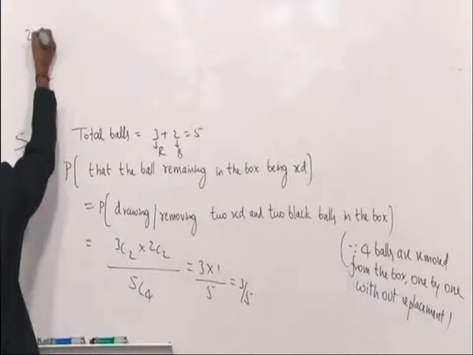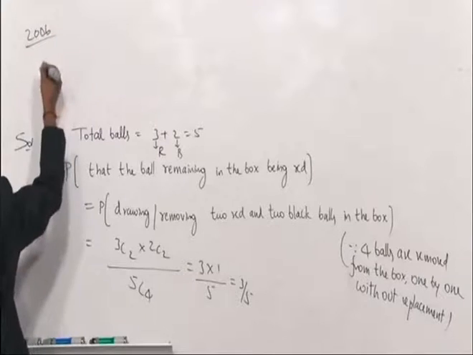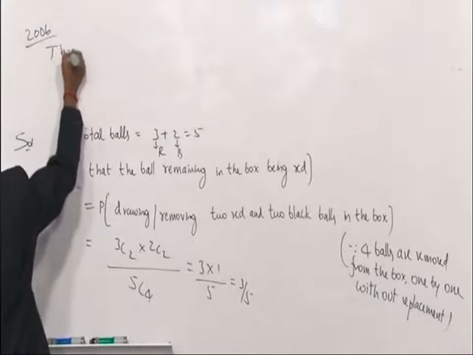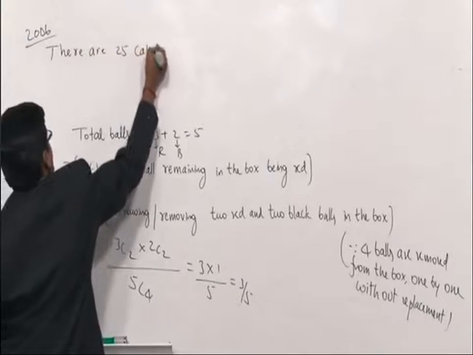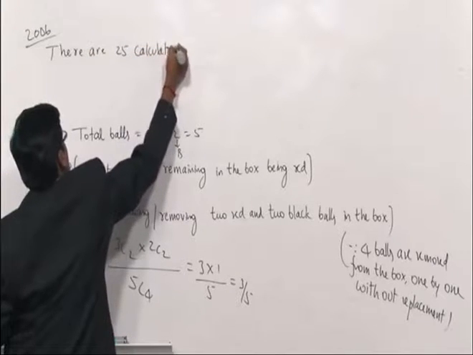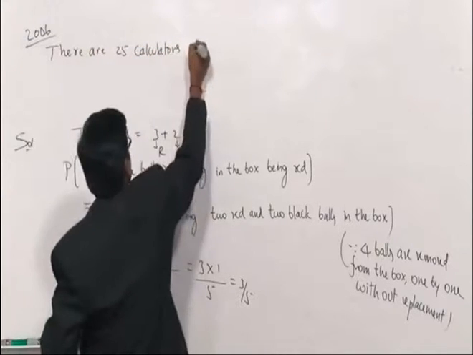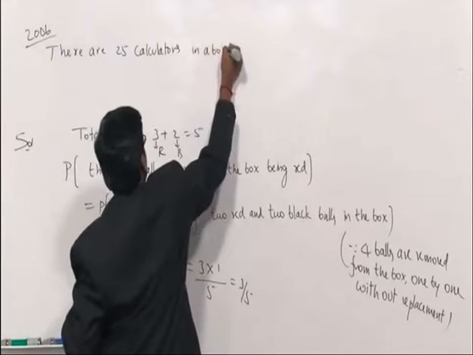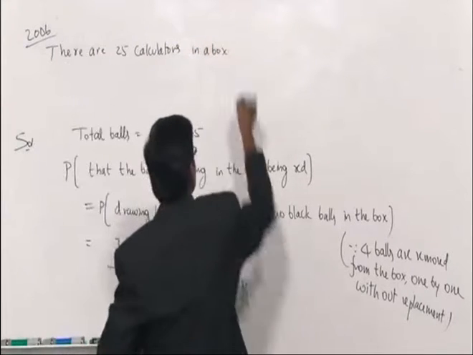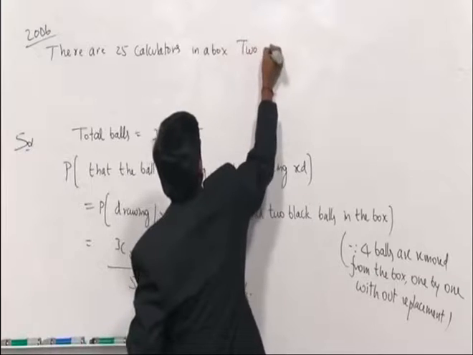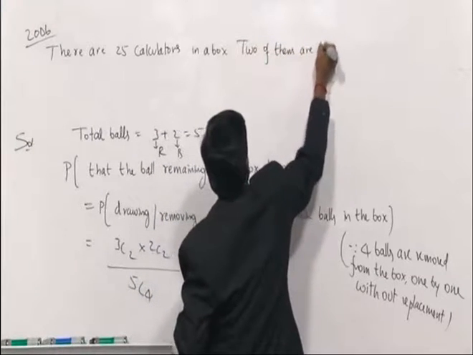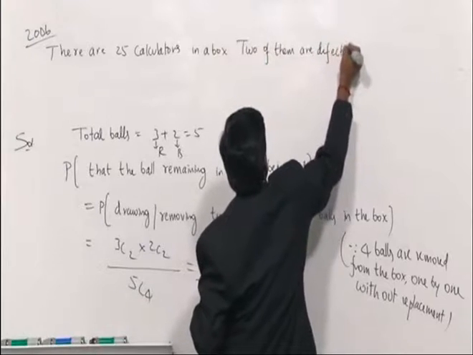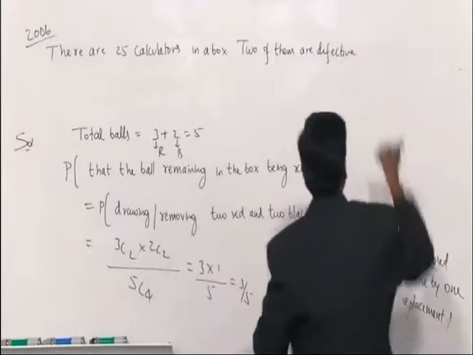And this is 2006, 2 marks. There are 25 calculators in a box. 2 of them are defective.